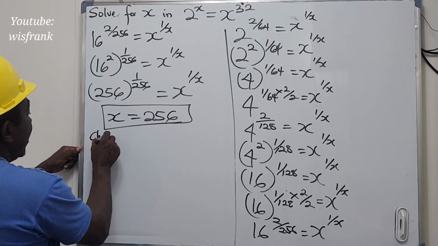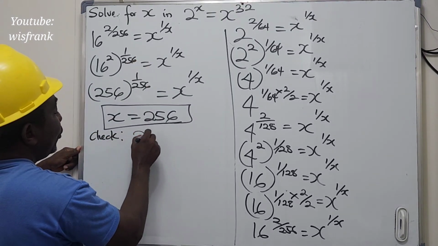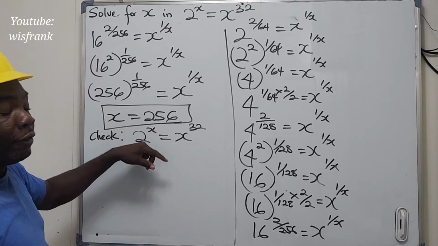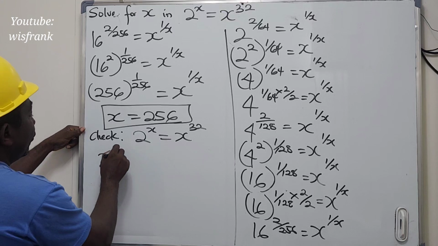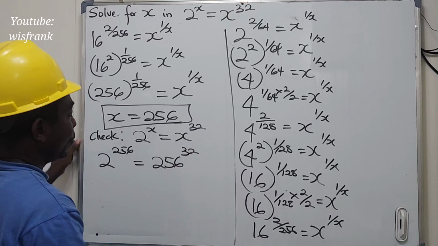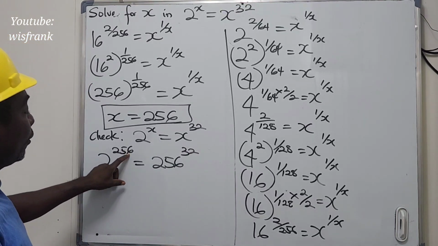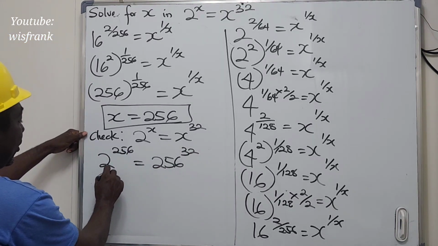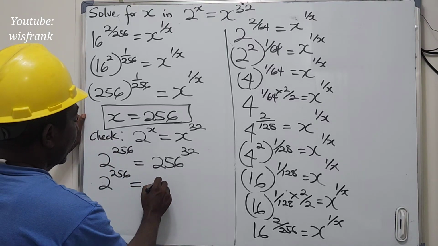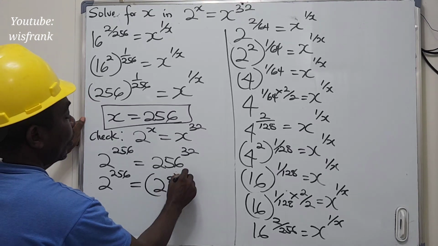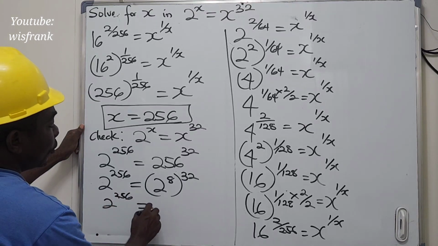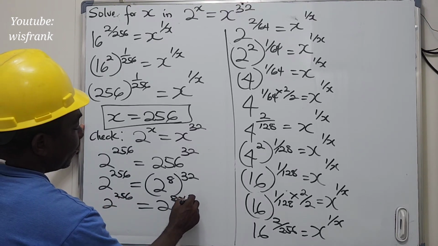Let us confirm and check whether, when we substitute x equals 256 into 2 to the power of x equals x to the power of 32, it holds. So this will become 2 to the power of 256 equals 256 to the power of 32. So here we have 2 to the power of 256, and let's make this the same base as 2. So this will give us 2 to the power of 8, all to the power of 32. Let's see, 2 to the power of 256 equals 2 to the power of 8 times 32.